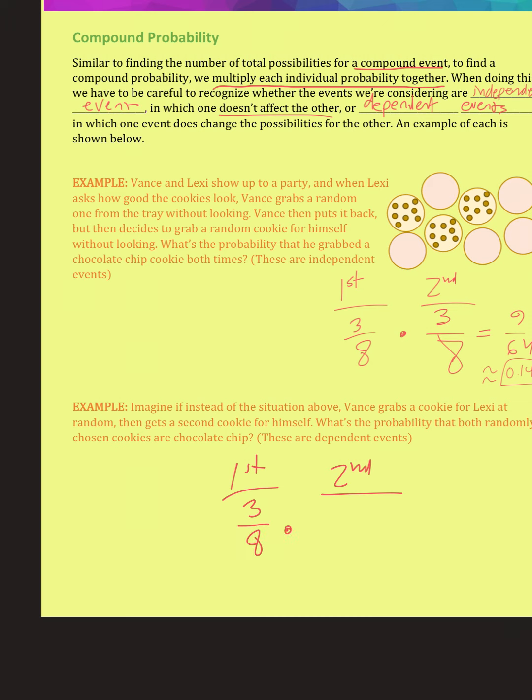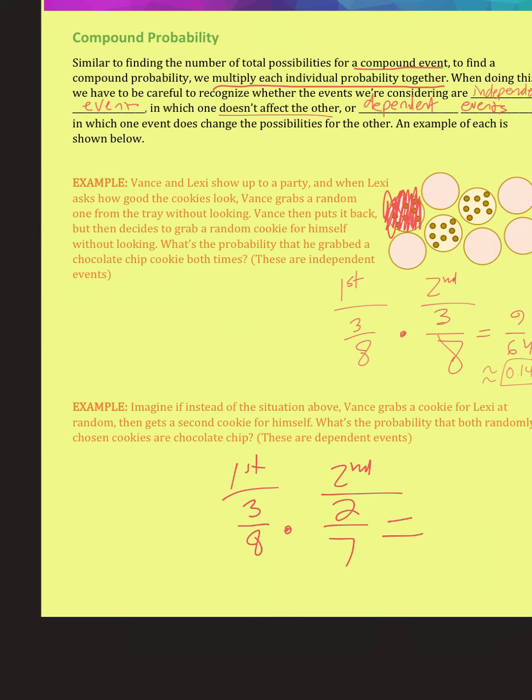Now, here's where it gets different. He grabs a cookie for Lexi, and then he goes back to get one for himself. Well, there's not 8 cookies anymore. He took one of them. Let's imagine this chocolate chip cookie is gone. There are now only 7 cookies left. Of those 7 cookies, he took a chocolate chip cookie, so there are no longer 3 chocolate chip cookies left. There are only 2 left. So this is what I have to multiply now.